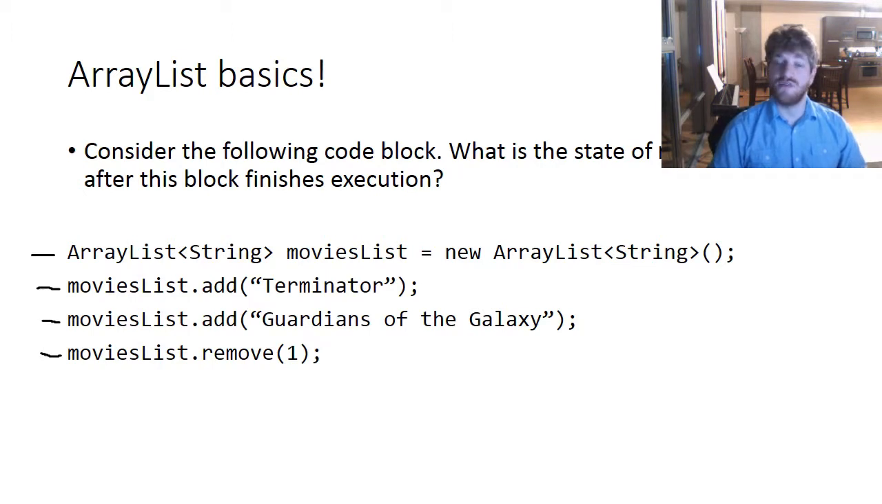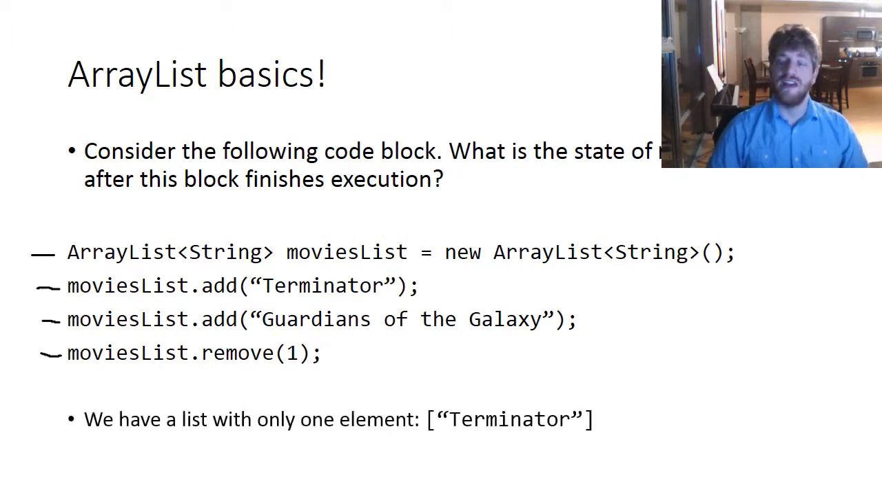Well, it's just a list with one element, and that element is Terminator. Why? Well, we had an empty list, then we added Terminator to the end of that list, and then we added Guardians of the Galaxy to the end of that list. And then we removed what was at index 1. Well, what was at index 1? Guardians of the Galaxy. So that left us with just Terminator.